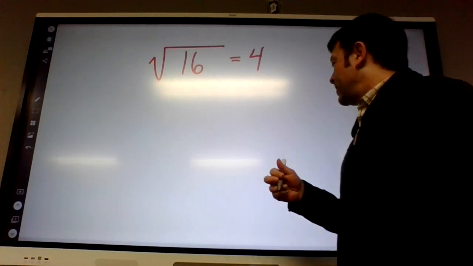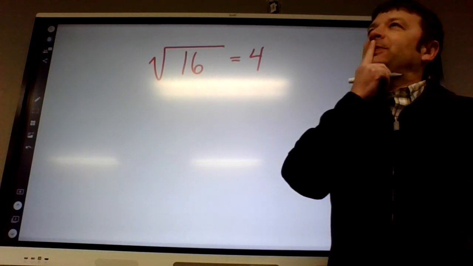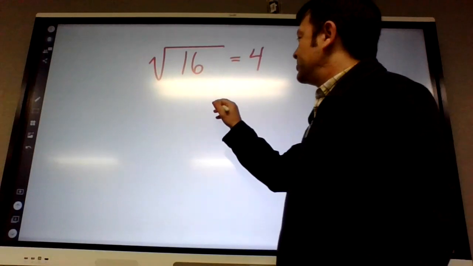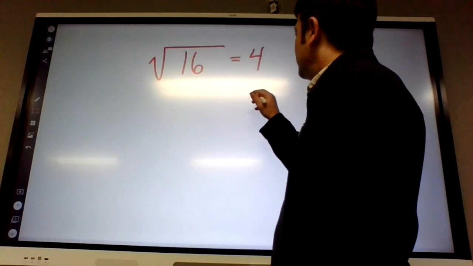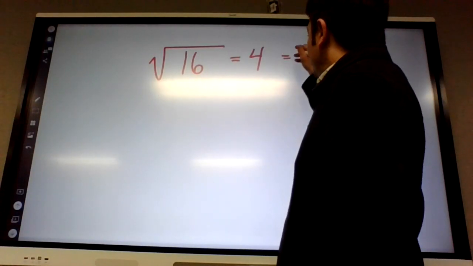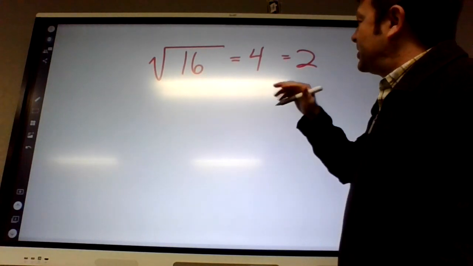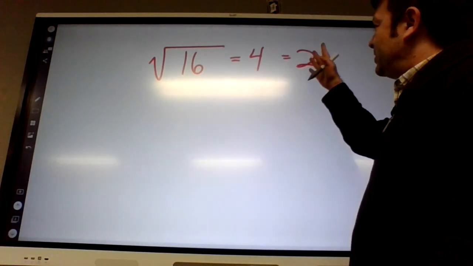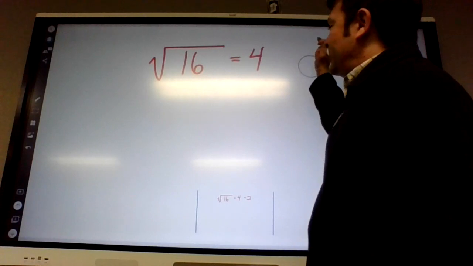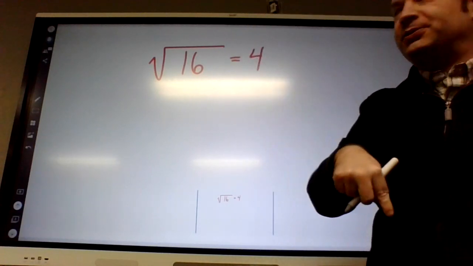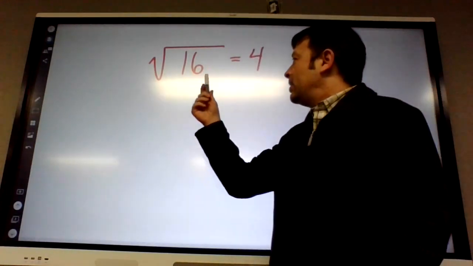Okay, another thing people do wrong is they'll put something like this. Square root of 16 is 4, and then that's 2. So you only do the square root once. You don't keep using the square root.